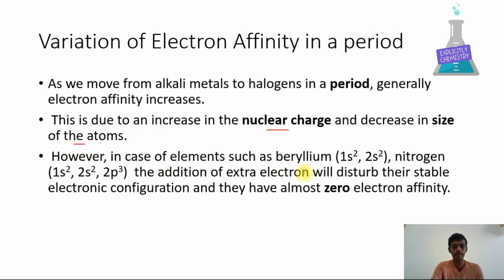However, for elements such as beryllium, which has 1s2 2s2, and nitrogen, 1s2 2s2 2p3, the addition of an extra electron will disturb their stable electronic configuration. Beryllium has a completely filled s orbital and nitrogen has a half-filled p orbital, which is more stable. Adding one electron to these will disturb the electronic configuration. Hence, they have almost zero electron affinity.